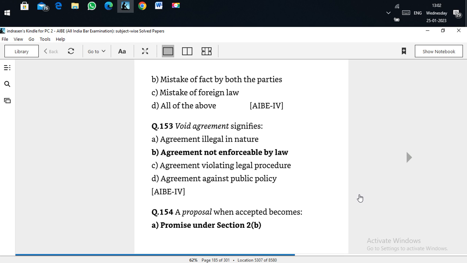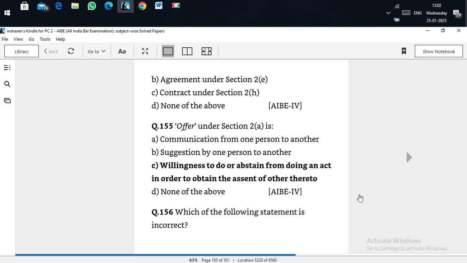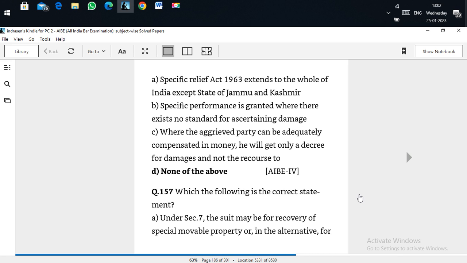Void agreement signifies an agreement not enforceable by law. A proposal when accepted becomes a promise under section 2(b). Offer under section 2(a) is willingness to do or abstain from doing an act in order to obtain the assent of another thereto. Which of the following statements is incorrect? The Specific Relief Act 1963 extends to the whole of India except the state of Jammu and Kashmir is correct. This is before the Jammu and Kashmir Amendment Act. Specific performance is granted where there exists no standard for assessing the damage is also correct. Where the aggrieved party can be adequately compensated in money, he will get only the decree for damages and not recourse to specific performance is also correct. So none of them are incorrect statements.